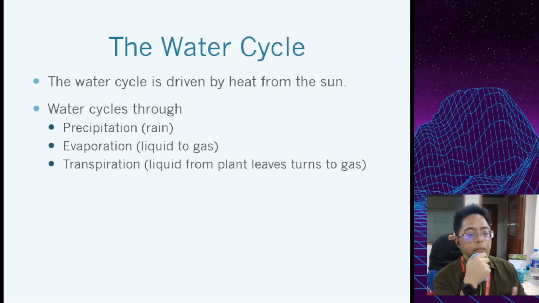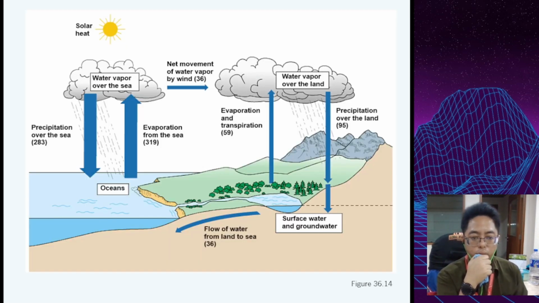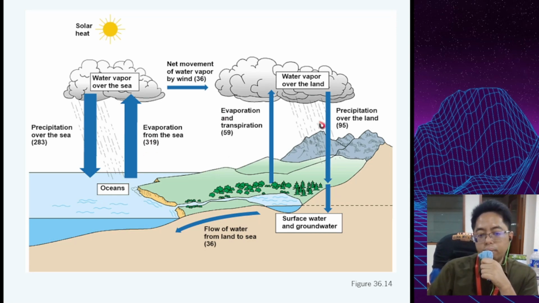Water cycles through precipitation, which is rain, evaporation, liquid to gas, and transpiration, liquid from plant leaves that turns to gas. So here is the water cycle. The water cycle starts from evaporation, some from the sea and some from the land. Okay, they evaporate and in the sky they would condense into rain clouds.